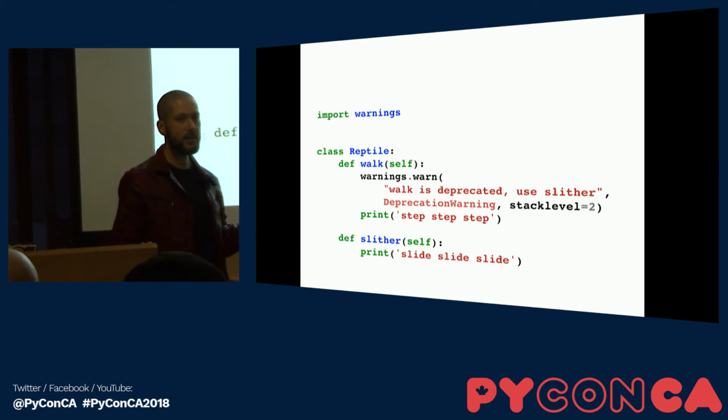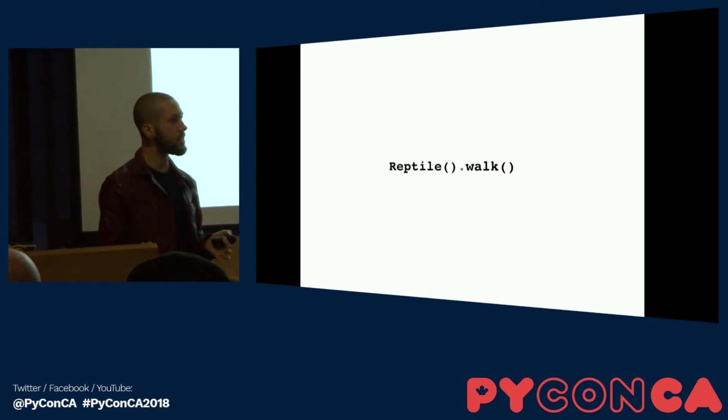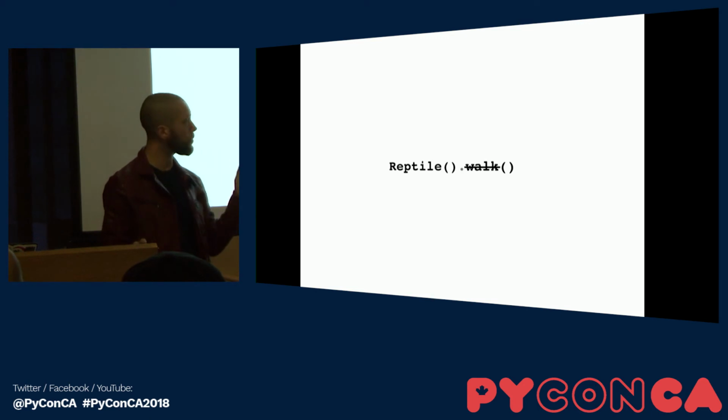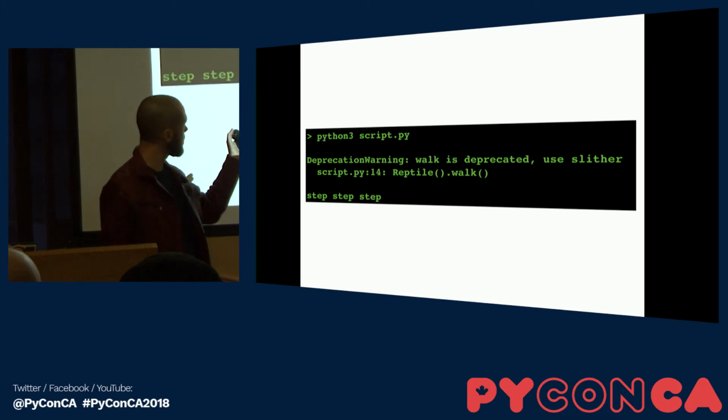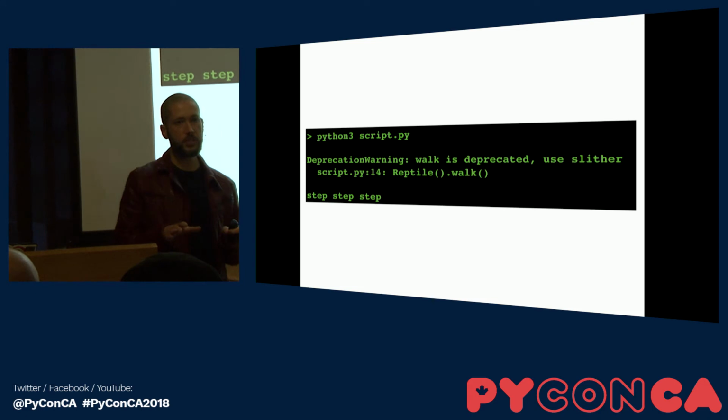Once you have added a warning to this method, the first indication that your users have is that PyCharm or any other IDE will render it with a strike through. And the next indication they have that something's changed in your library is obviously when they run their code, they'll see the deprecation warning. It's merely printed to standard error. You can see that the method still completes. It prints step, step, step, and the script succeeds.